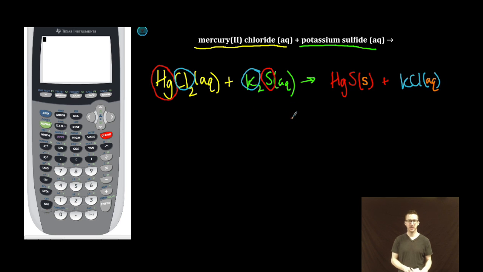Okay, the next thing I want to do is balance my chemical equation. To do that, I simply need to add a coefficient of 2 in front of potassium chloride. Now, I want to come up with the overall net-ionic equation.